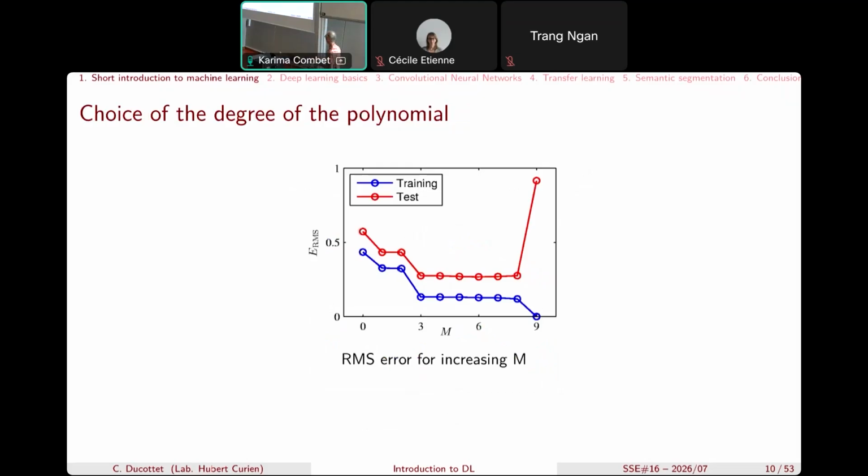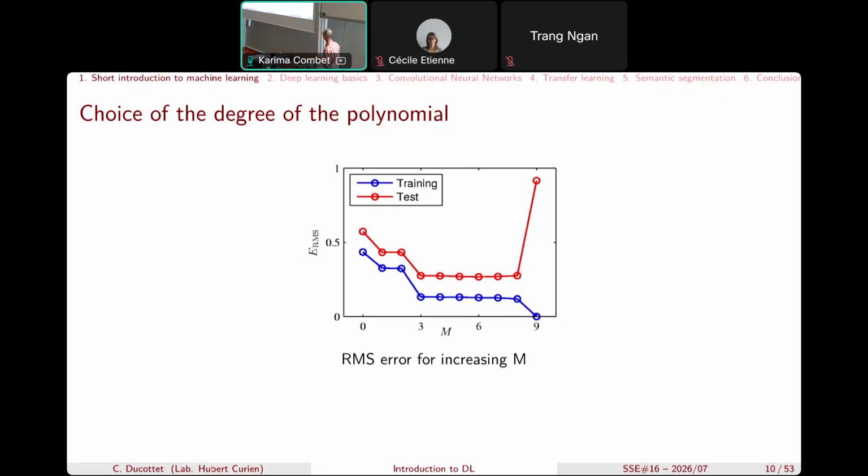For example, in this graph, we have reported the degree of the polynomial and the error after having fitted the coefficients. For example, here in blue is the training set. So we see that while the degree is increasing, we have a better result. It means that the final error is low. And even at degree 9, the error is exactly 0.